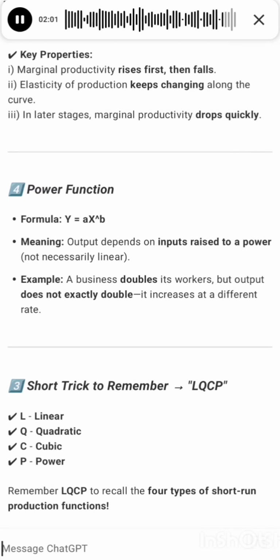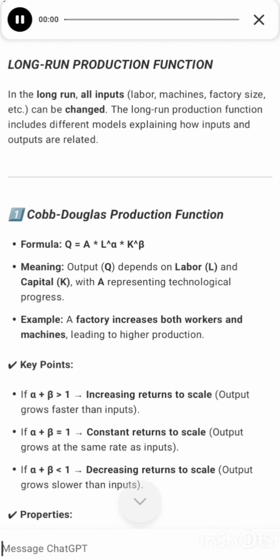3. Short trick to remember. LQCP, L linear, Q quadratic, C cubic, P power. Remember LQCP to recall the 4 types of short-run production functions. Long-run production function. In the long run, all inputs, labor, machines, factory size, etc., can be changed. The long-run production function includes different models explaining how inputs and outputs are related.